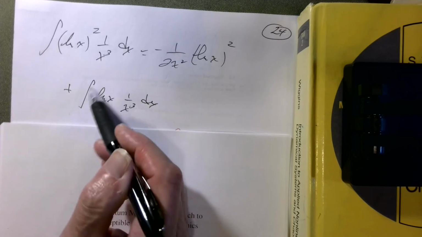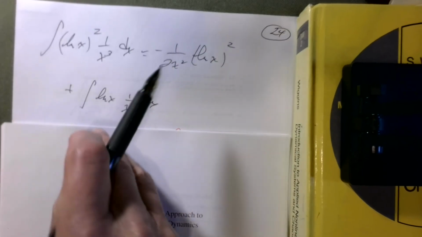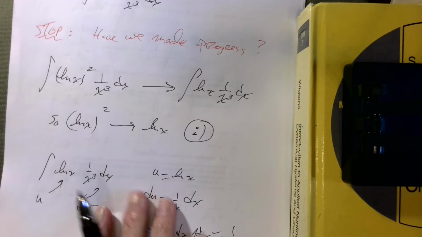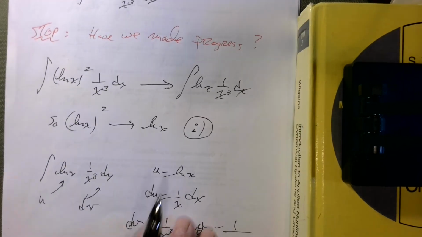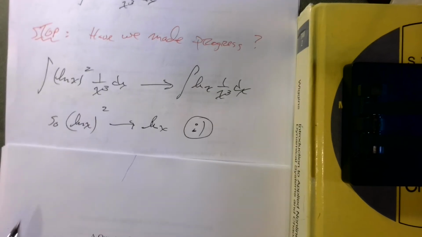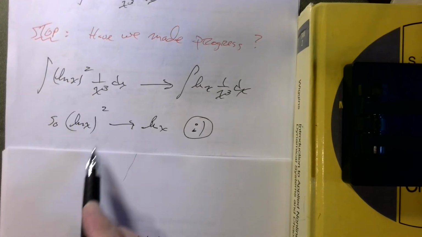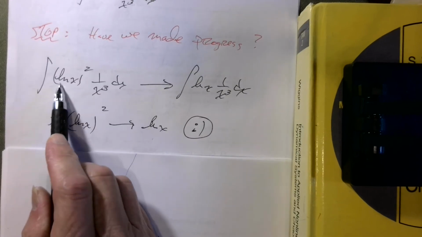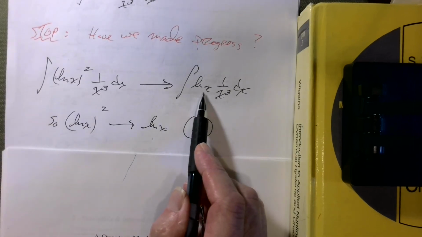So now this is really, you can think of this to be 1. So it looks like we have made some progress, right? The ln of x squared has become an ln. So we've taken this term and reduced it by a power of 1.